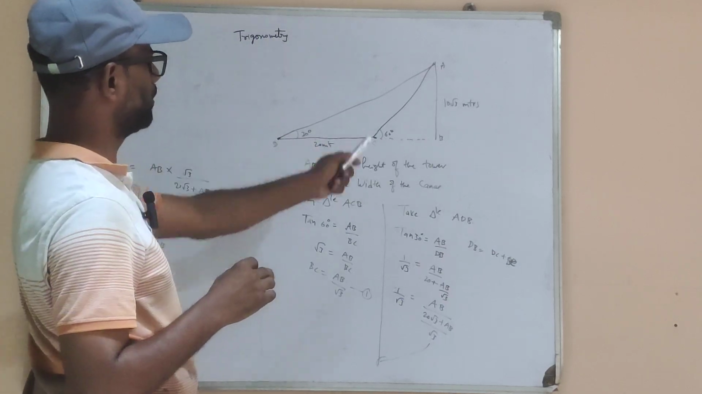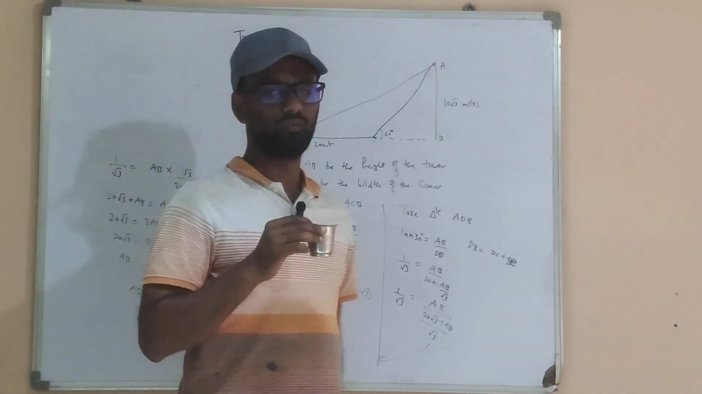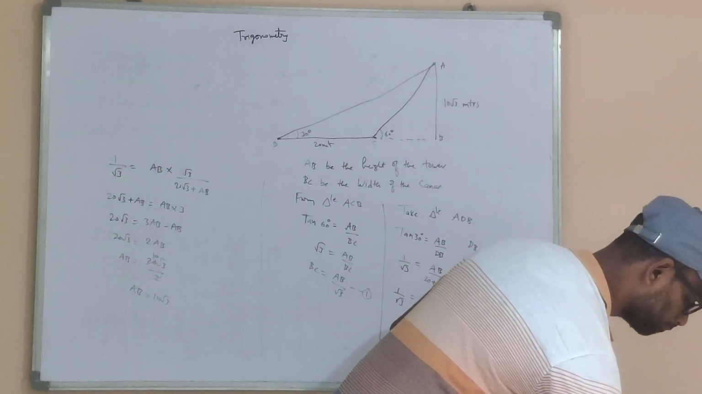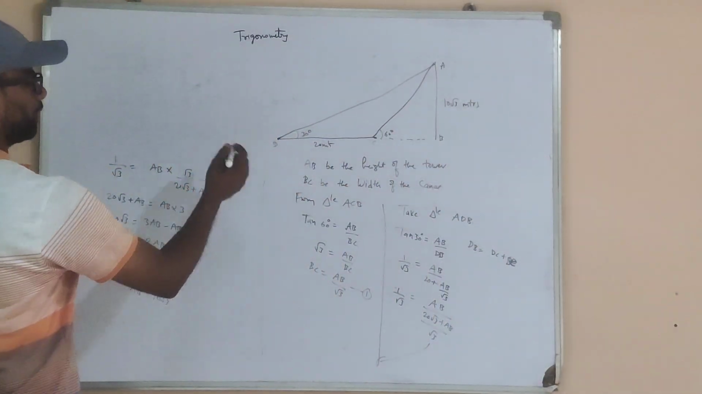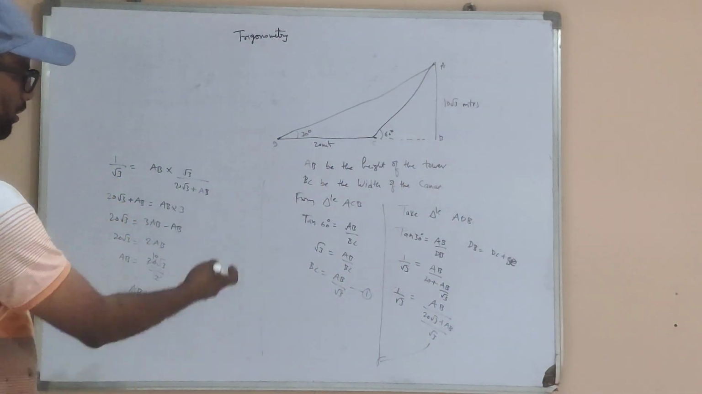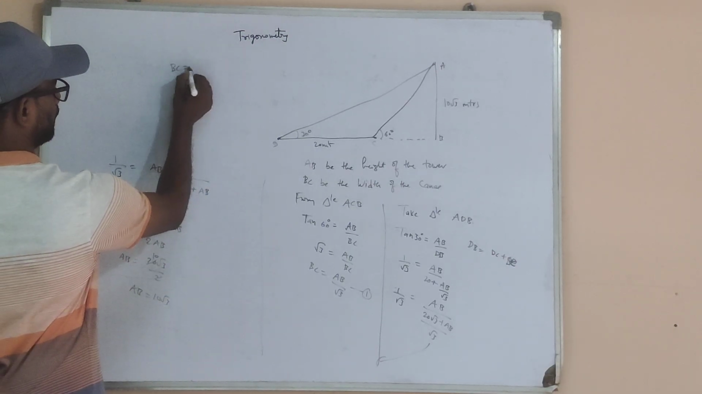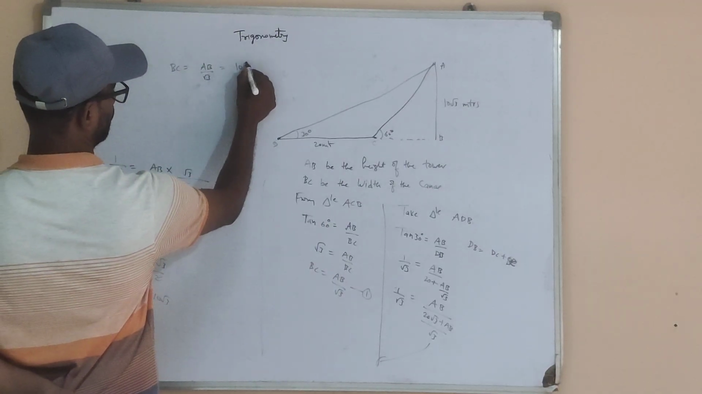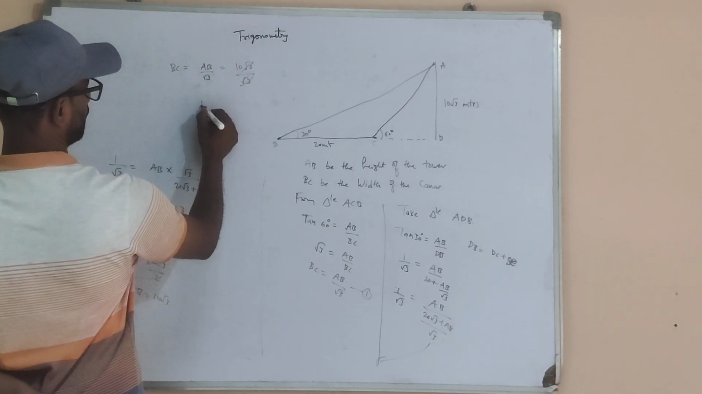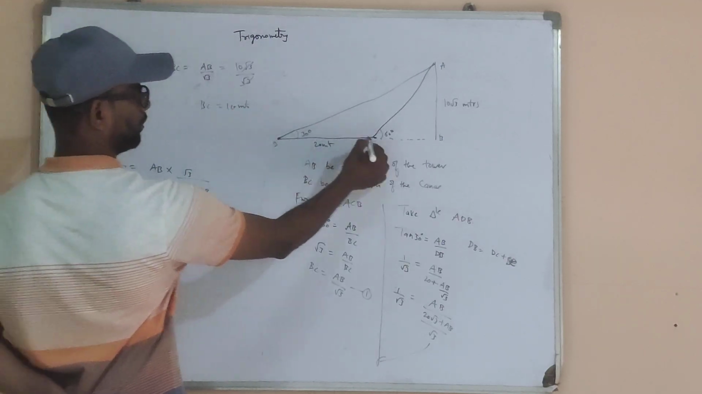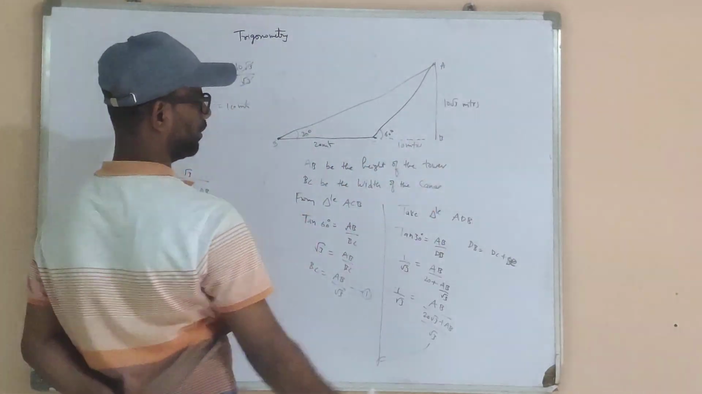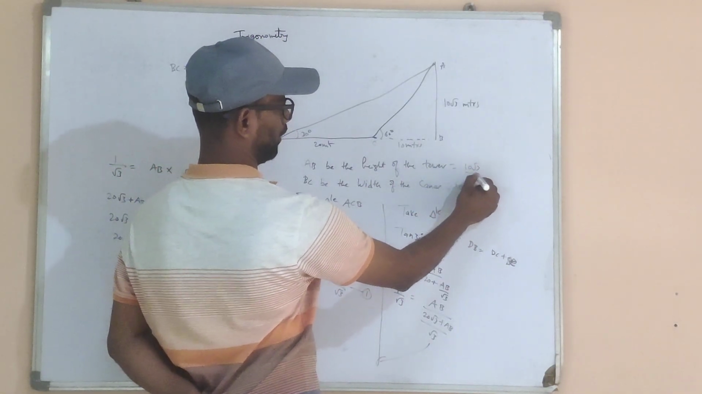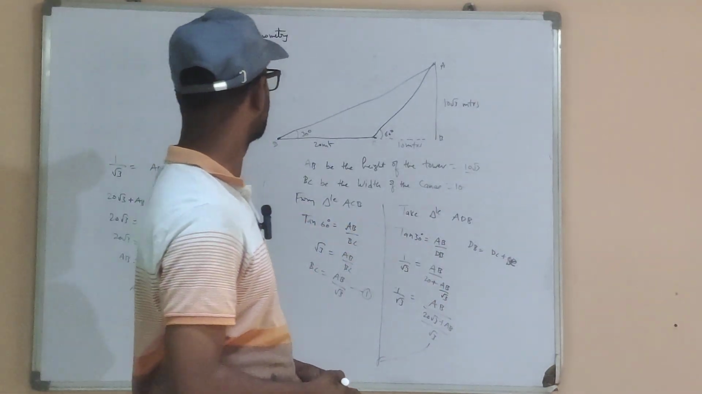Now what we have to find? We have to find BC, which is the width of the canal. BC is equal to AB by root 3. We know the value of AB. AB is 10 root 3. 10 root 3 by root 3. Root 3 gets cancelled. BC is equal to 10 meters. So BC, the width of the canal, is 10 meters, and the height is 10 root 3. So this is the answer.